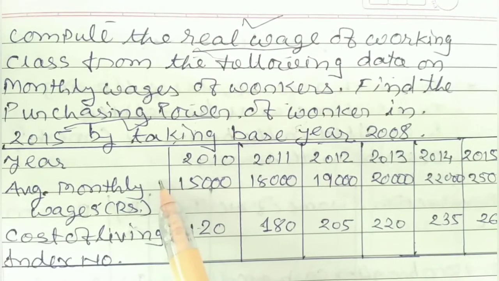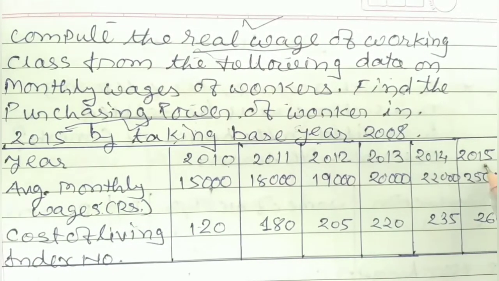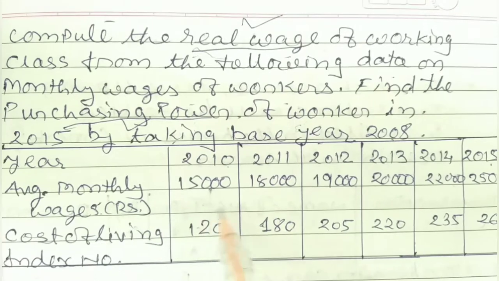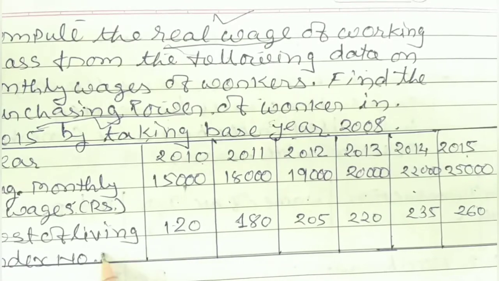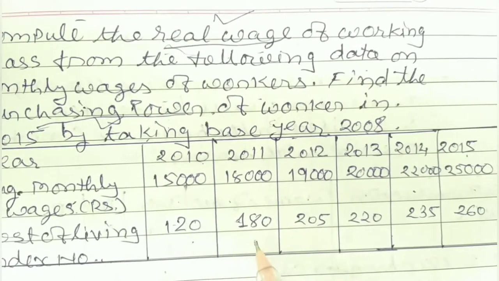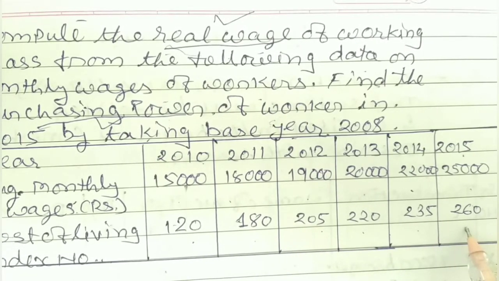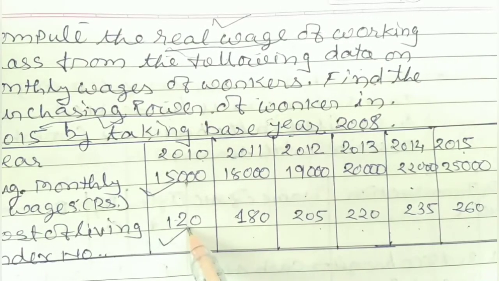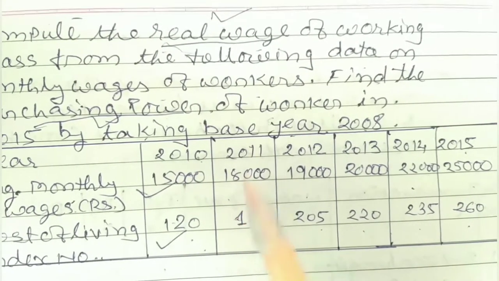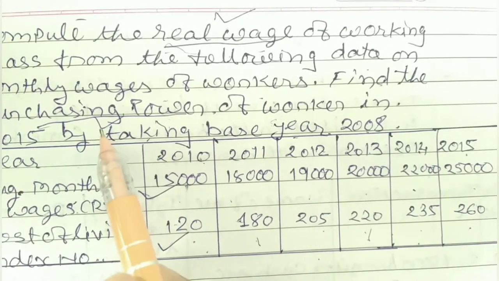The information given to you is the year and the average monthly wage from 2010 to 2015. Average monthly wages are 15,000, 18,000, 19,000, 20,000, 22,000 and 25,000. The cost of living index numbers given are 120, 180, 205, 220, 235, 260. What is the formula of real wage? Real wage is equal to wage upon cost of living index number into 100. Separately, you are about to find out the real wage for every year, and you are about to find out purchasing power.